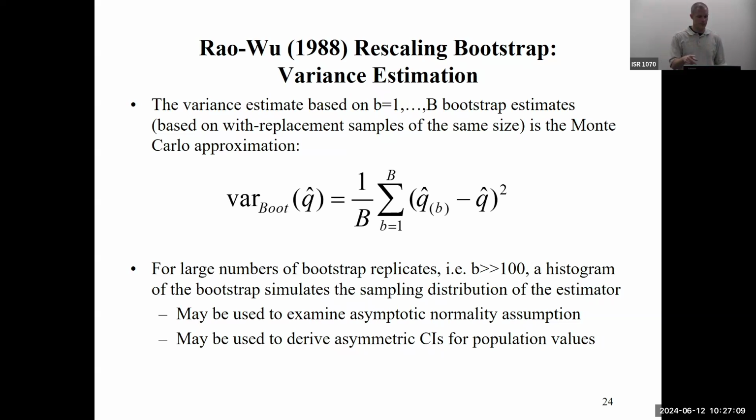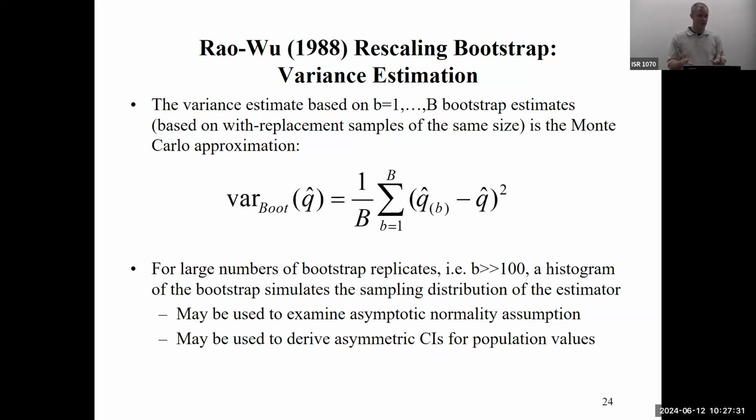Then you would use a variance estimation formula that looks like this, where you take a given bootstrap estimate, subtract the full sample estimate, square the difference, sum those across the bootstrap replicates, and divide by the number of replicates. Very simple idea, very powerful idea in basically simulating a sampling distribution for a variety of different estimates.